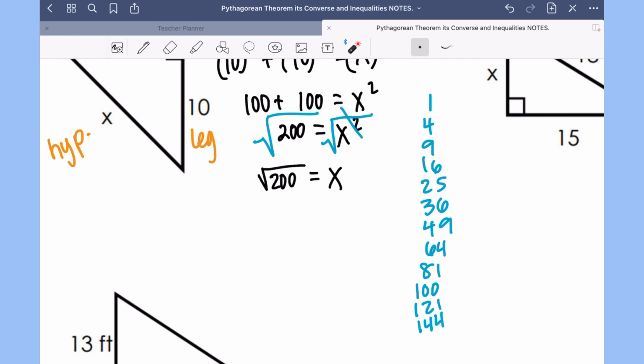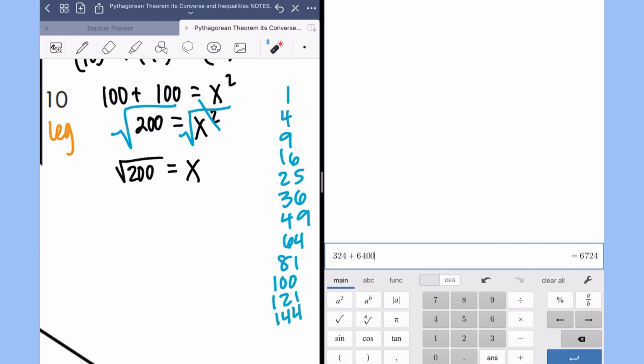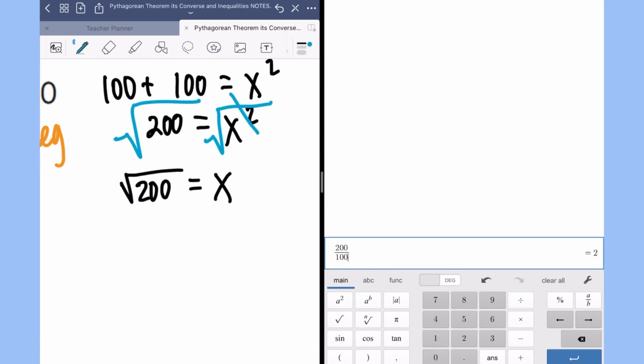And if you wanted to do trial and error, you would bring up your calculator and just start dividing. So 200 divided by, I'm going to start with 144. Nope. 121. Notice I always start with the largest because I have to find the largest. 100. Yes, 100. 100 times 2.